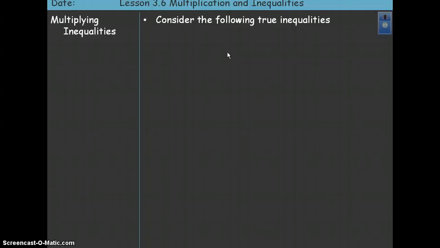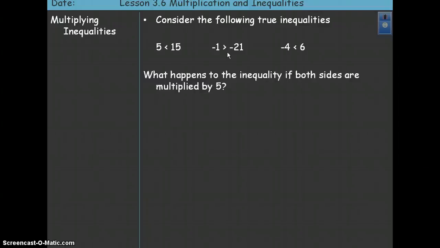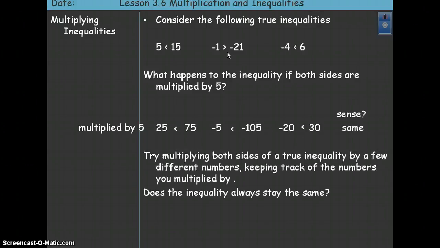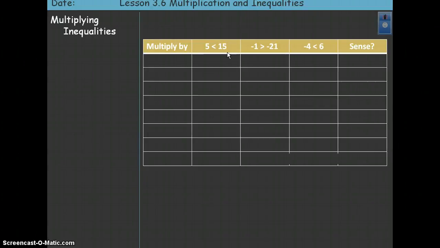If we take a look, here are a couple of true inequalities. If both sides of the inequality are multiplied by 5, the inequality actually remains true. We call that the sense of the inequality, the direction, so it remains the same. What I'd like for us to do is just try multiplying both sides of a true inequality by a few different numbers. We want to keep track of the numbers. Does the inequality sense always stay the same? Our job is to determine when that happens.